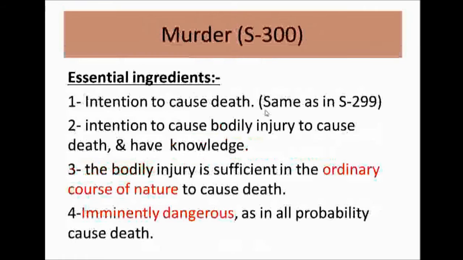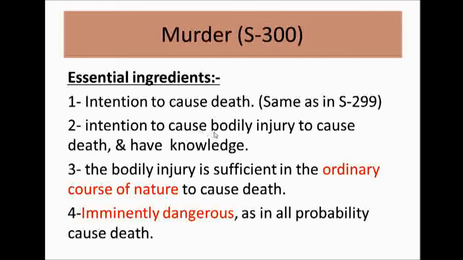So this was the general explanation of culpable homicide. Let us come to murder. Section 300 is talking about murder. Here are some of the essentials of this section. Intention of causing death. This is similar to that provided in section 299, that is culpable homicide. The second essential is intention of causing bodily injury to cause death and having knowledge.